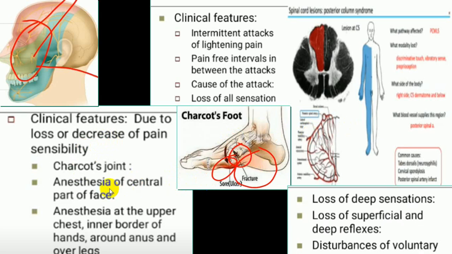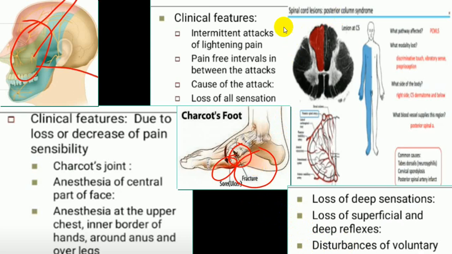Quite common. You can have even anesthesia of the central part of the face, anesthesia at the upper part of the chest and inner border of the hand, around the anus and over the legs in case of tabes dorsalis. Loss of deep sensation and superficial sensation; deep reflexes and superficial reflexes are also lost because of involvement of those roots, and voluntary movements will also be involved because of involvement of the spinal cord.